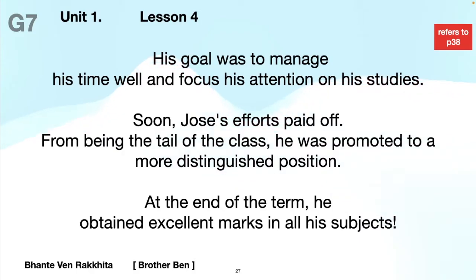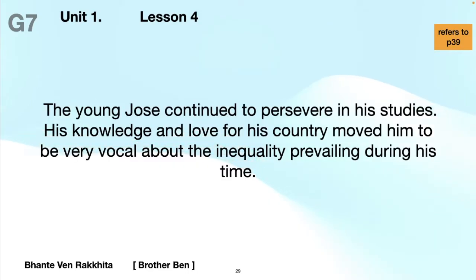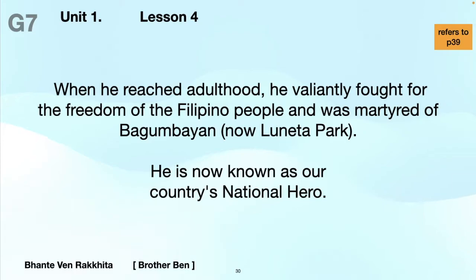Soon, Jose's efforts paid off. From being the tail of the class, he was promoted to a more distinguished position. At the end of the term, he obtained excellent marks in all his subjects. The young Jose continued to persevere in his studies. His knowledge and love for his country moved him to be very vocal about the inequality prevailing during his time. When he reached adulthood, he valiantly fought for the freedom of the Filipino people and was martyred at Bagumbayan. He is known as our country's national hero.